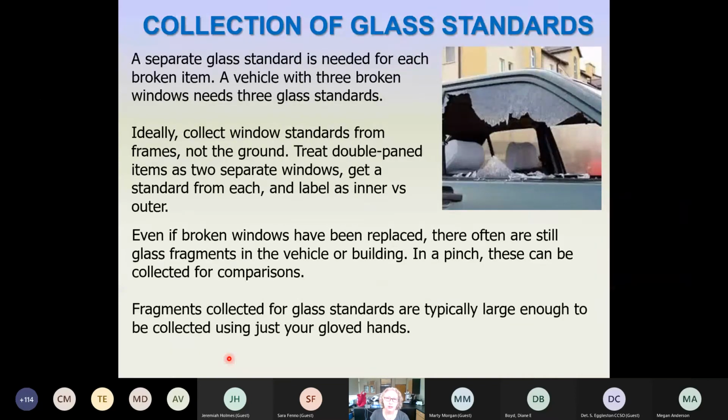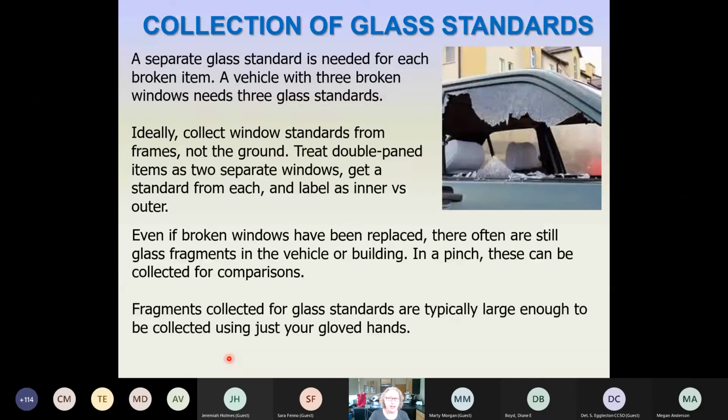So how do you collect a glass standard? What we need from you for the lab is a separate glass standard for each broken item at the scene or in question. So if you have a vehicle with 3 broken windows, we'll need a standard from each of those 3. So 3 separately packaged standards that come from the 3 broken windows. We would recommend, if possible, that you collect window standards from the glass remaining in the frame, not on the ground. And we need double paned glass to be treated as separate standards and labeled with an inner pane versus an outer pane. We'll talk more about windshields separately in a moment.